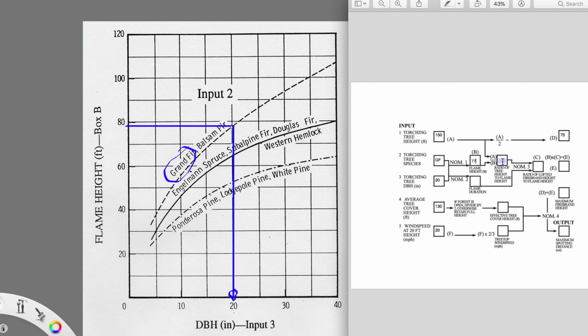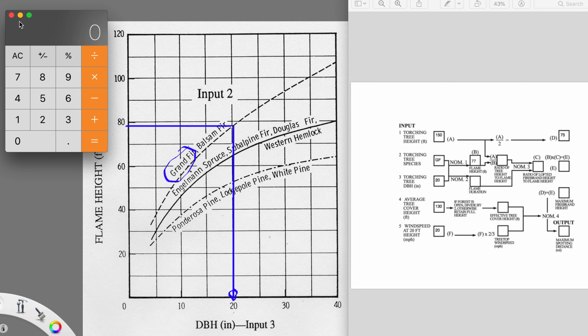Our next box is the ratio of the tree height to the flame height. So how big are these flames compared to the tree? That's just A divided by B, the tree height divided by the flame height. So 150 feet, oops, not times, 150 feet divided by 77 is 1.94, so we'll round it to 1.9. So the flame heights are just about half, more than half, of the height of the tree.